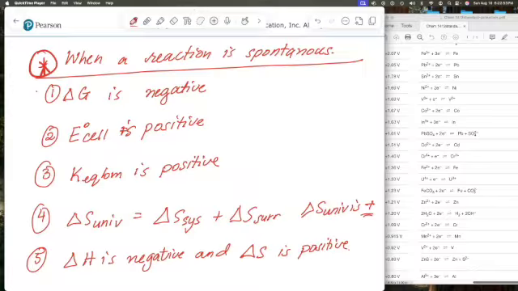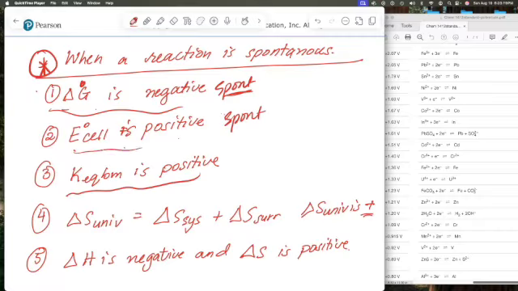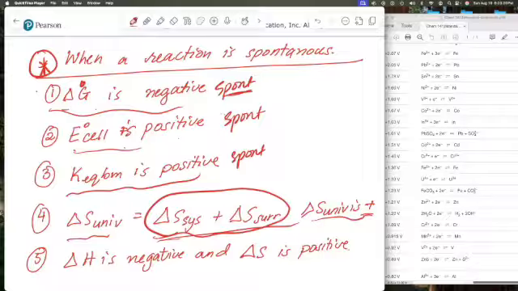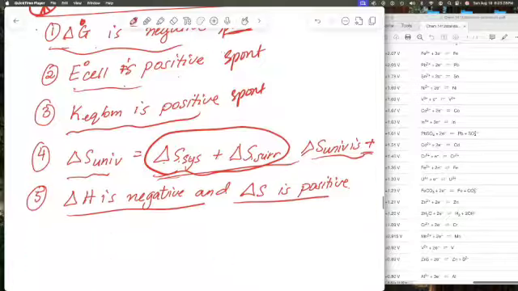The more common one is delta G. This is the most common. When delta G of a reaction is negative at standard state, we know it is spontaneous. When E of the cell is positive, it's also spontaneous. When K equilibrium is positive, the reaction is spontaneous. When delta S of the universe is positive, the reaction is spontaneous. This tells you how we get delta S of the universe by knowing delta S of the system plus delta S of the surrounding. With this part here, to be spontaneous at all conditions, delta H has to be negative and delta S has to be positive, okay?